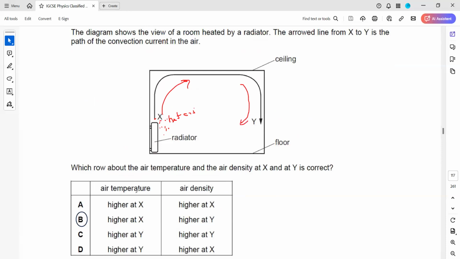So the air temperature will be higher at X, and the density is higher at Y because the cold air will sink. Cold air has a high density as the particles are closer. Hot air has low density because the particles have large spacing between them. So at X the temperature will be higher and the air density is higher at Y because it's cold air. The particles will move down and set up a convection current.